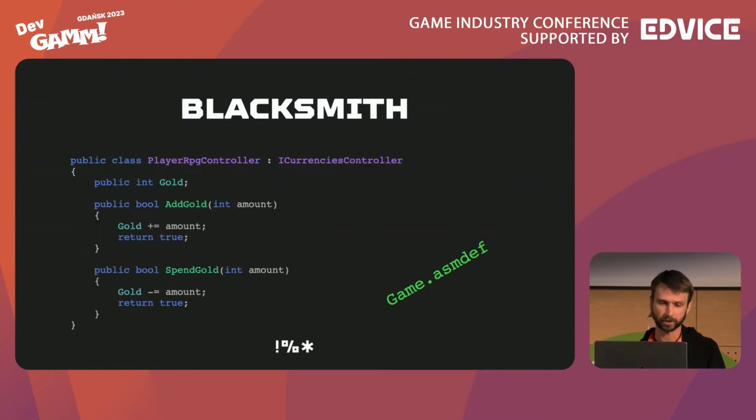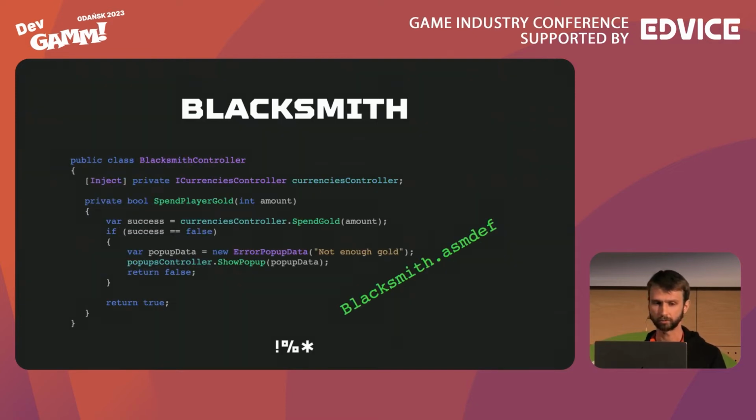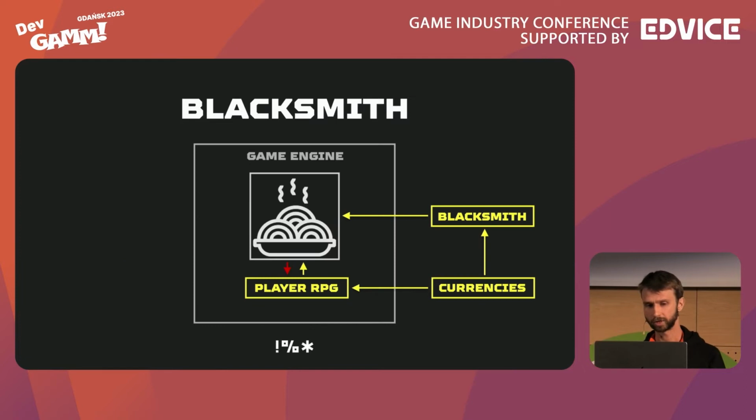But for now, we can just implement this ICurrenciesController in our RPG controller, which is pretty easy because this class already contained those methods. So we just need to extend its signature. And at the blacksmith level, we replace the dependency from RPG controller to currencies controller. So now our dependency graph looks like this one. Basically, we have this separate module that is base for both the blacksmith and the player RPG.